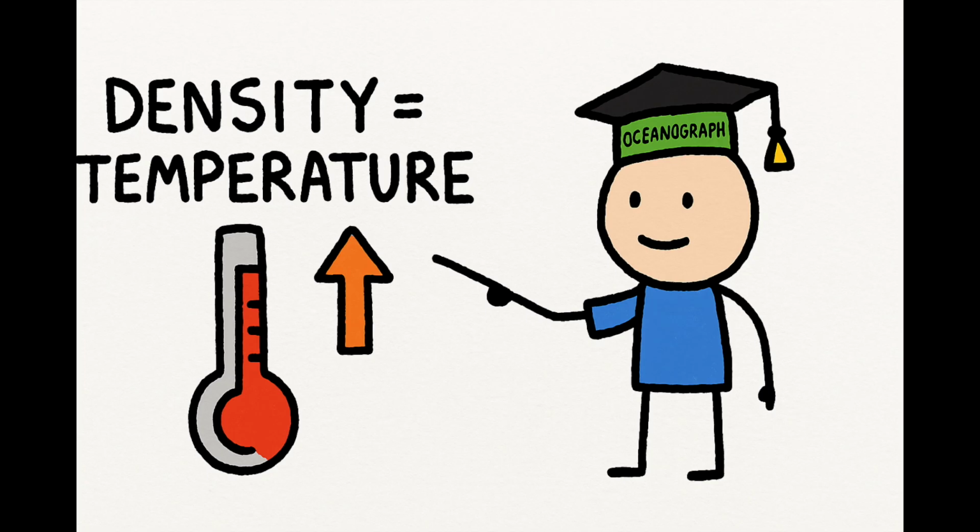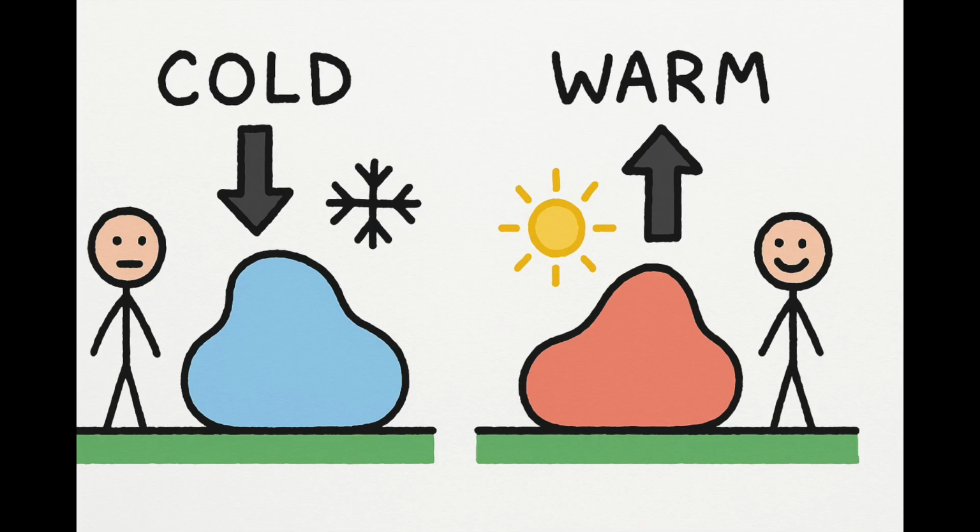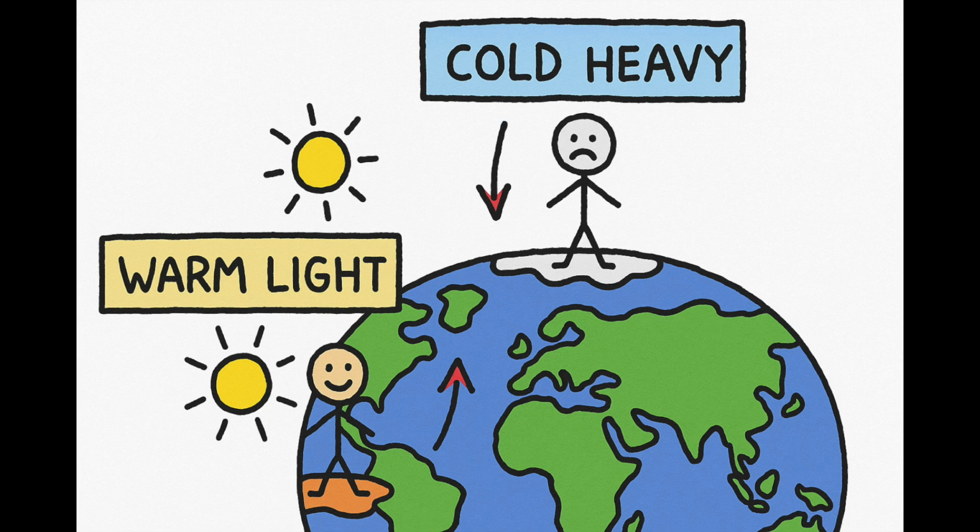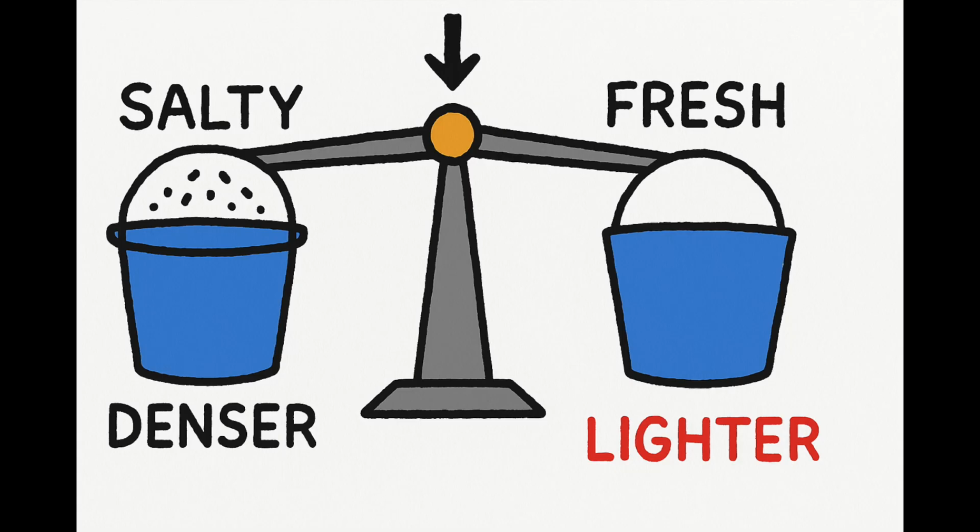Oceanographers often describe seawater density as being controlled primarily by temperature. Cold water is denser than warm water. For example, tropical surface waters are warm and relatively light. Polar waters are cold and relatively heavy. Salinity also plays a major role. Saltier water is denser than fresher water.